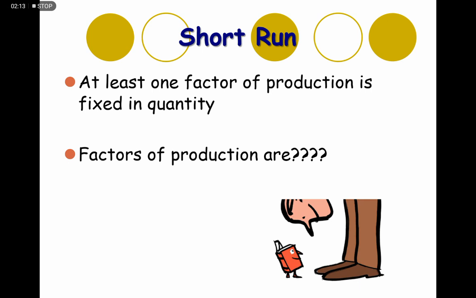Okay, so as a quick little memory test, there are 4 factors of production. I'm hoping you can remember what they are. They're land, labour, capital, and enterprise. The ones that tend to be fixed more commonly are land, so space or buildings, factory sizes, and capital, the equipment that goes into them. They tend to take a longer time to increase the size of.